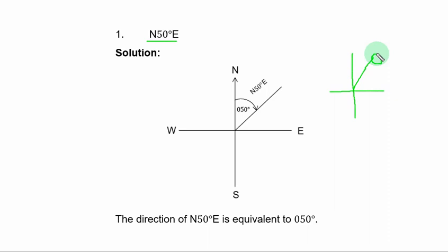Now in 3-digit bearing, I told us that movement starts from the north only. So from here to this point is already north 50 degrees east. If you are to convert this to 3-digit, you are still going to move from the same north to where the given angle ended. So from north to this point is also 50 degrees. But in 3-digit, you have to write it as 050 degrees. Therefore, the direction of north 50 degrees east is equivalent to 050 degrees.